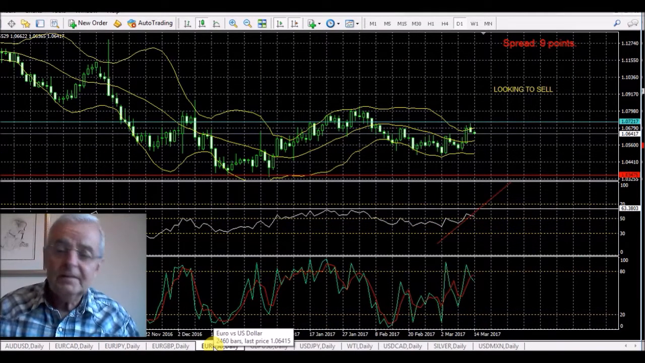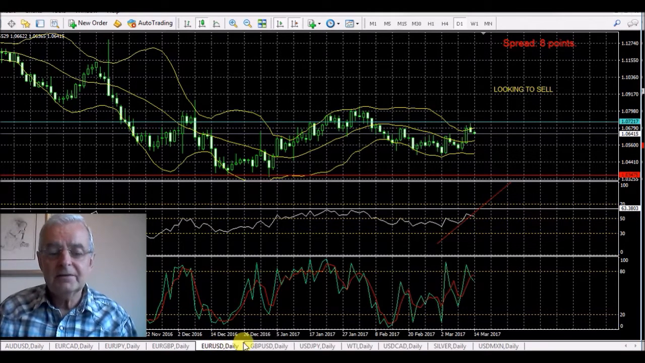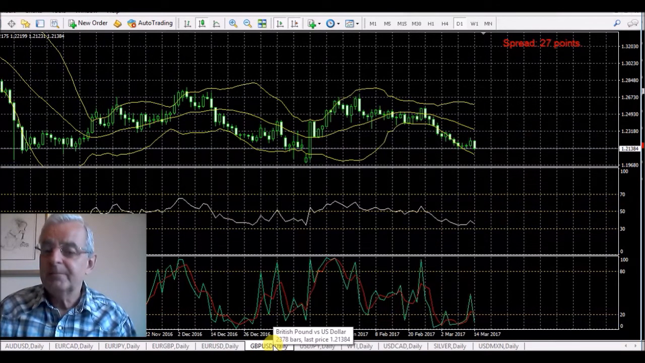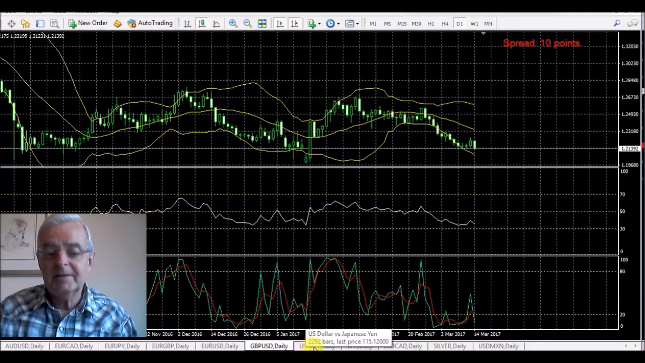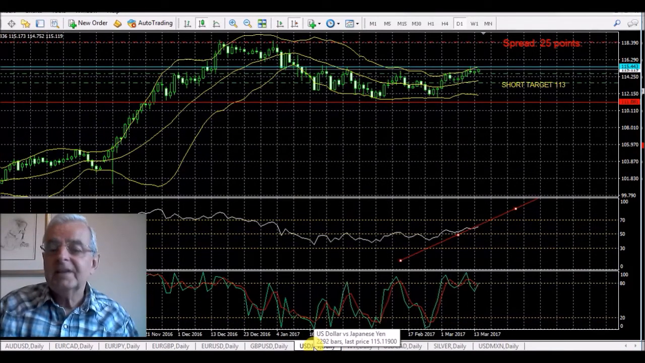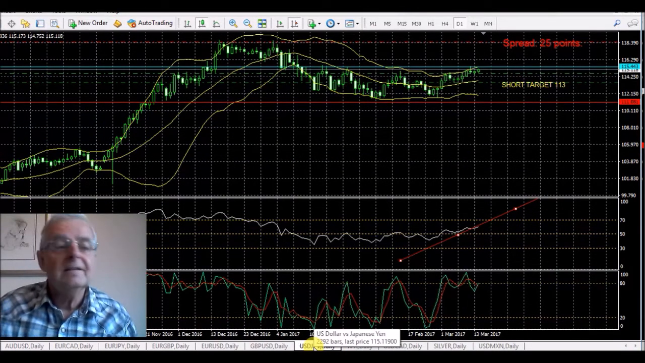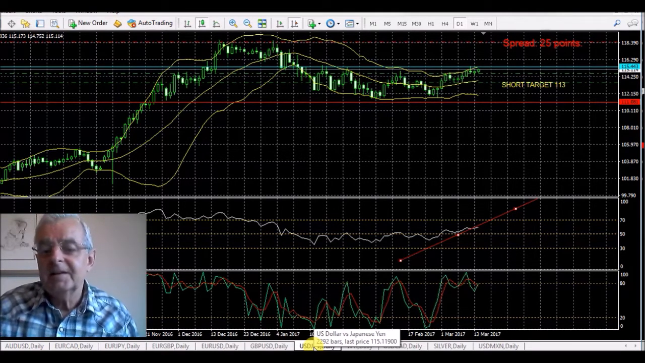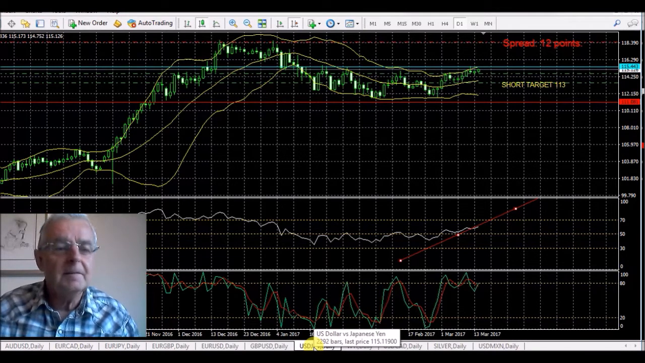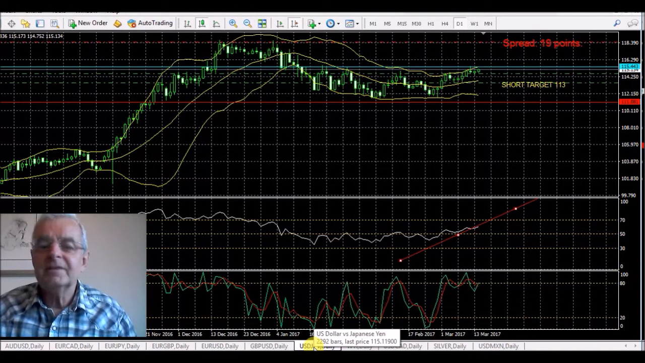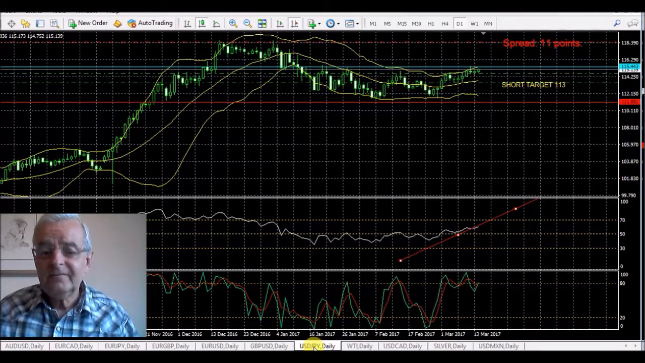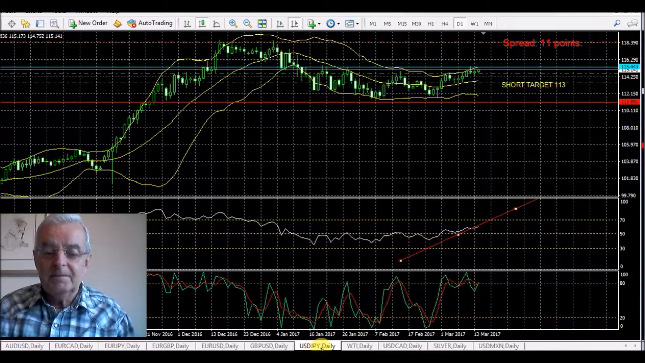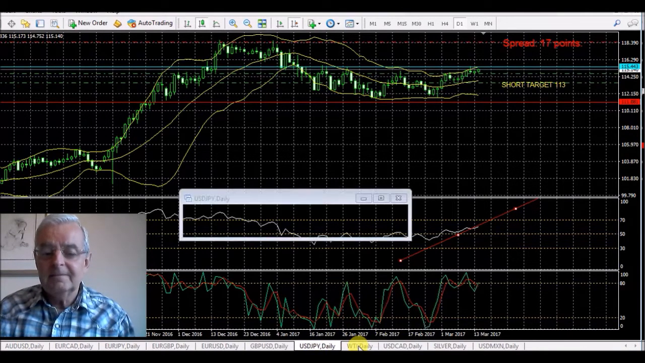Euro USD. Same thing a little bit with the euro and the USD. I'm uncertain of it, so I've stopped out. Pound USD, same again. USD JPY, I'm in it. I've got two small trades there. We'll see what happens on Wednesday. It is coming into a bit of resistance now, but I'll wait to see what happens on Wednesday.